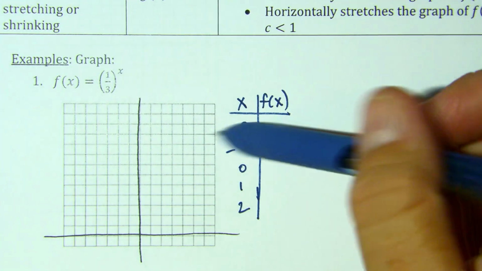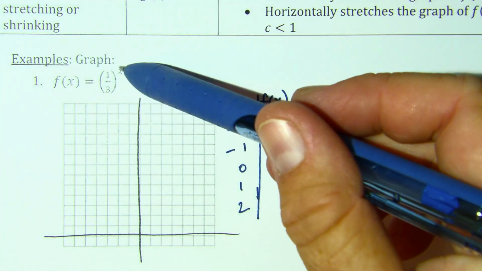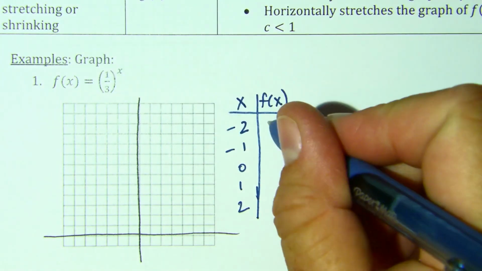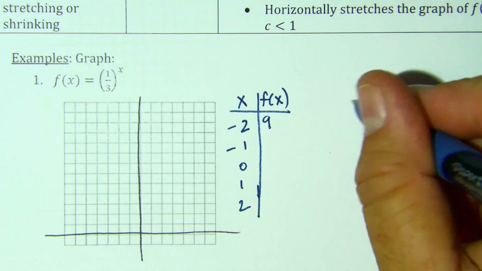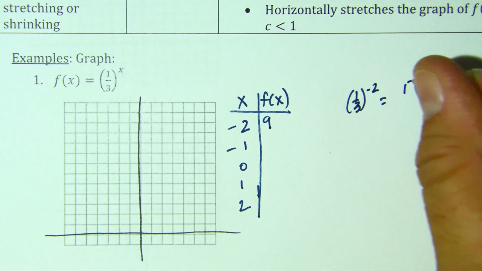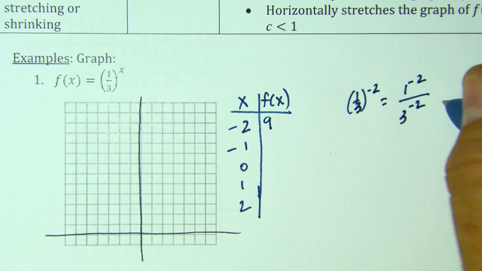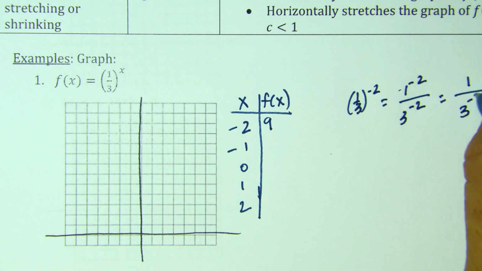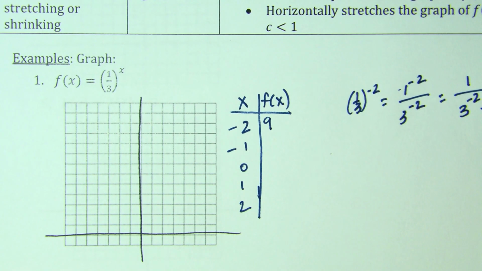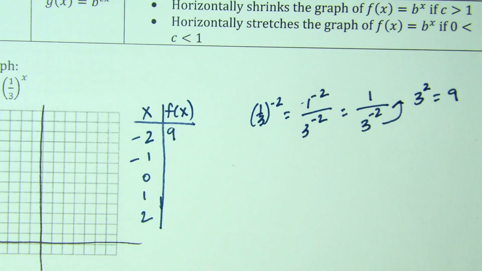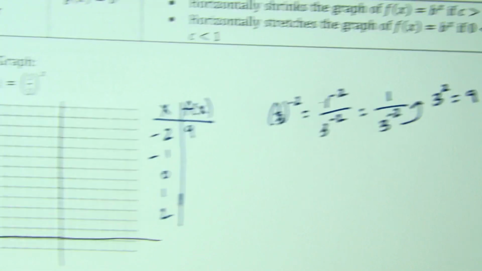So if I plug in -2, (1/3)^-2, well, that negative is going to flip it, and then the 2 will square it, so that'll be 9. Again, (1/3)^-2 becomes 1^-2 and 3^-2. 1^-2 is just 1. 3^-2 is going to move up and become a positive exponent, and that's 9. Okay, so that's the scratch work for that.